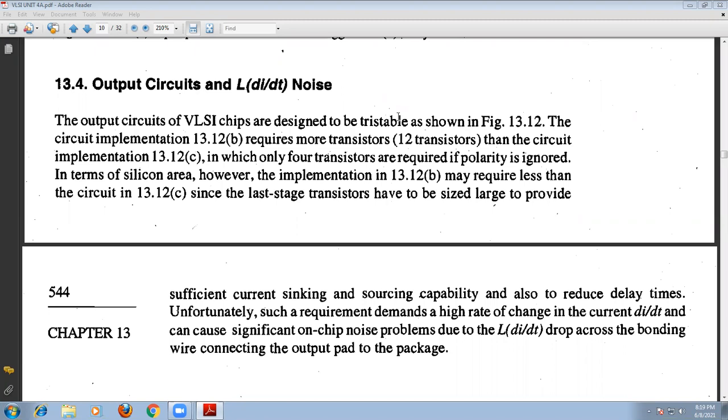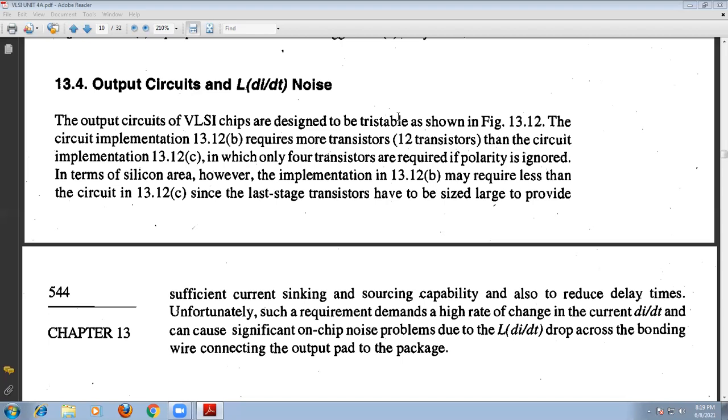That means L into di by dt noise, that is the voltage across the inductance, that is the wire. The voltage across the wire we can consider as the noise in this case. So let us consider what the output circuit is and how to reduce the L di by dt noise. Now let's see what are the different circuits we require here.